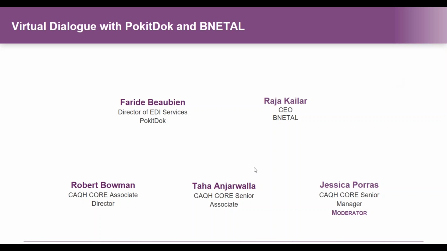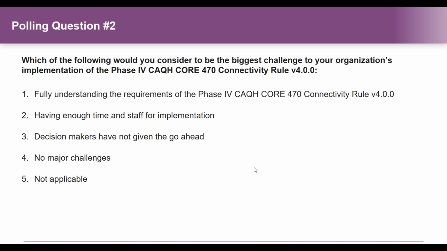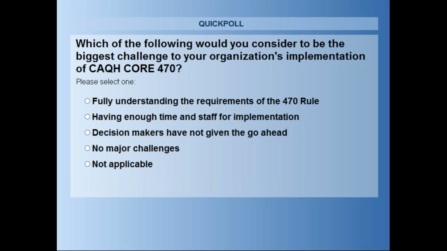And now I'm going to send it back to Drew for our next polling question. Great. Thank you, Jessica. And very informative dialogue there. And so our second and final polling question of the webinar asks a little bit about what was just discussed. It asks, which of the following would you consider to be the biggest challenge to your organization's implementation of the phase 4 270 connectivity rule? And just like last time, I will launch this poll right now. And please take a minute or a second or two to log your answer.